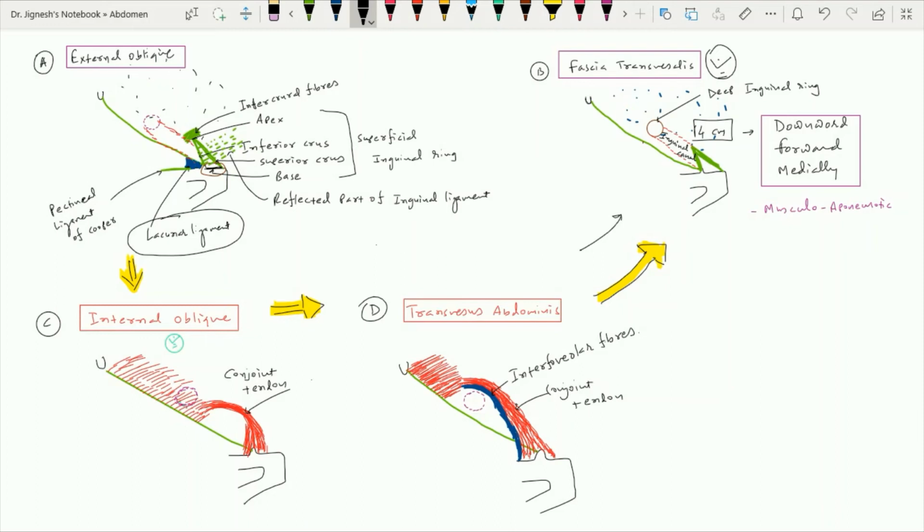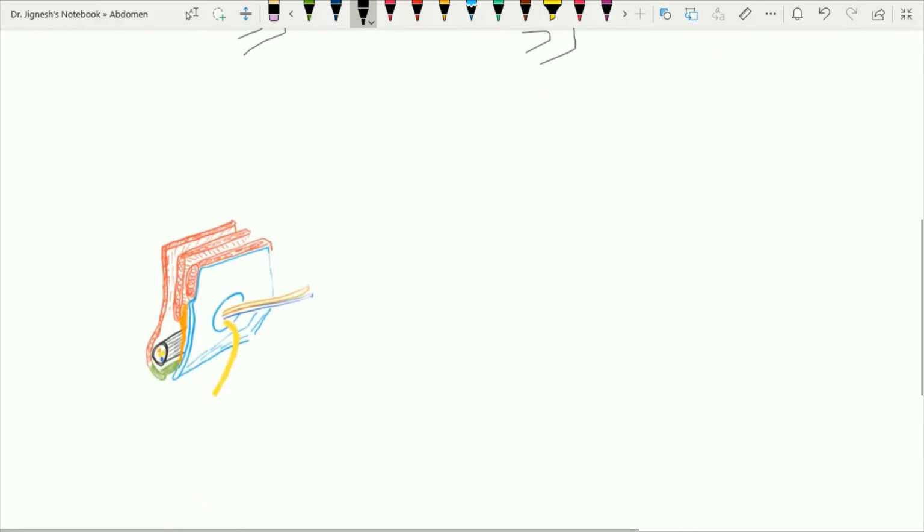So we can say that the internal oblique muscle is going to form the anterior wall, roof, as well as the posterior wall of the inguinal canal. Anterior wall by its fleshy fibers, roof by its arched fibers, and the posterior wall by its conjoint tendon. So for that, let's see this figure for more orientation.